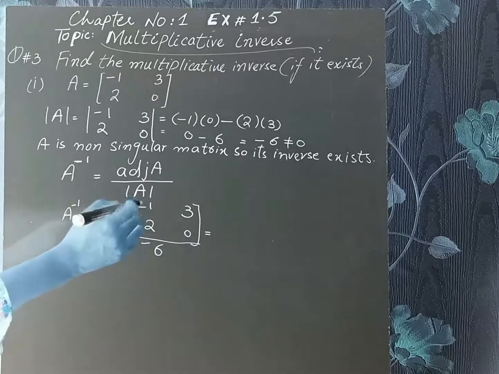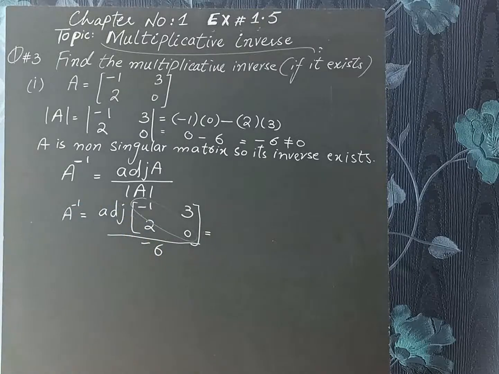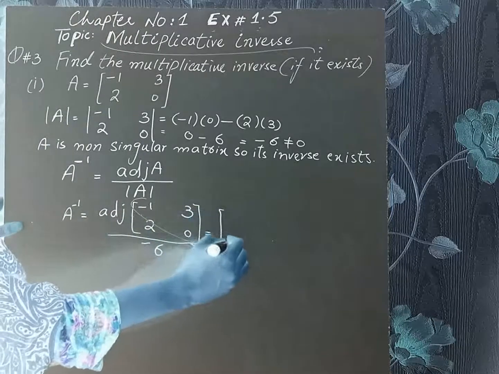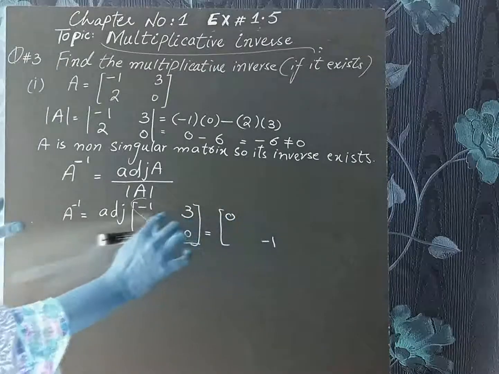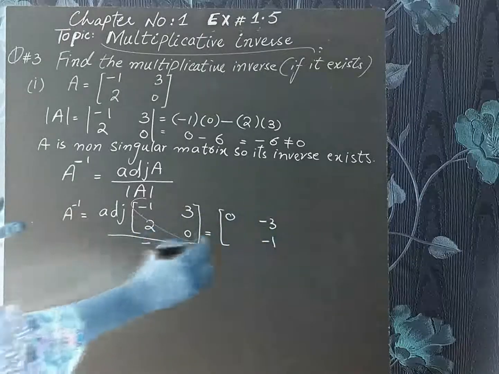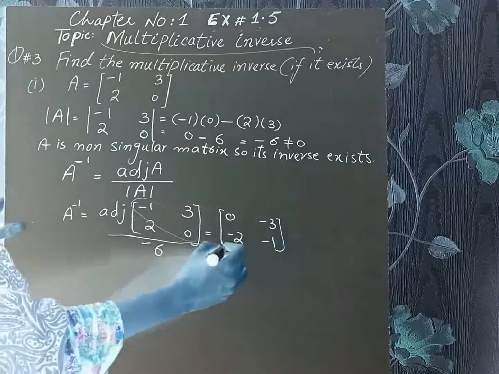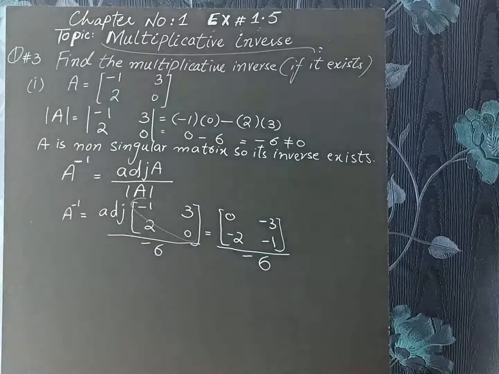Okay. These are diagonal entries, -1 and 0. We will interchange. In place of -1 there will be 0. In place of 0 there will be -1. So 0, and here it will be -1. Change the sign of these two entries. +3 is -3 and +2 is -2. In this way we have found the adjoint of the matrix, and this is divided by -6.